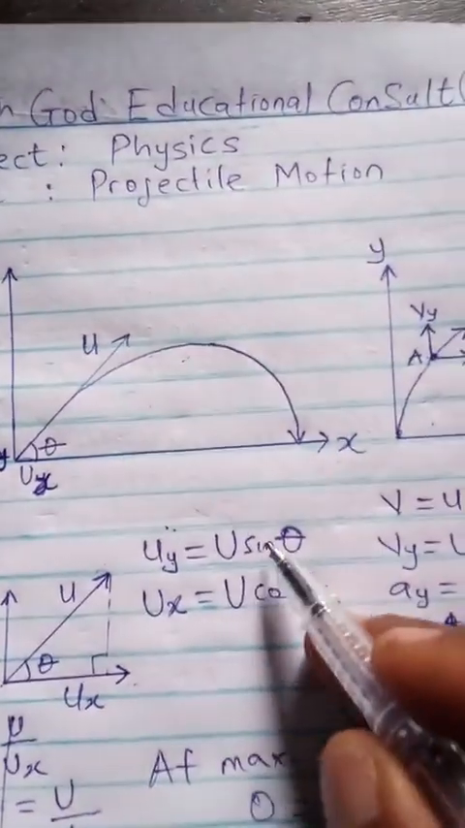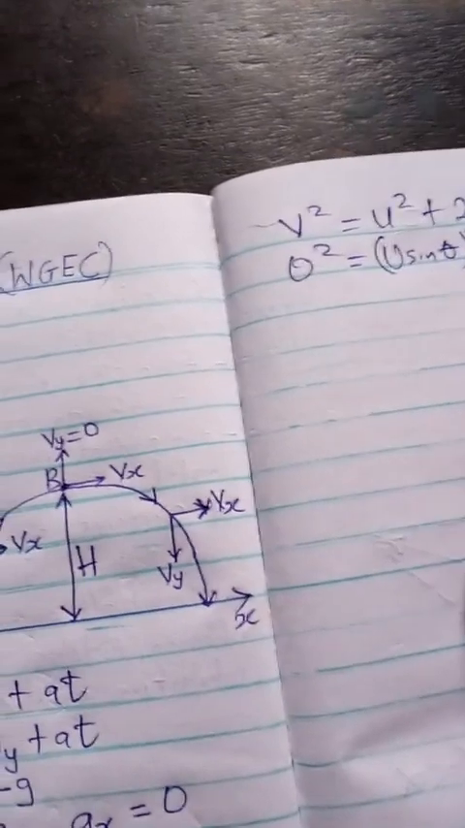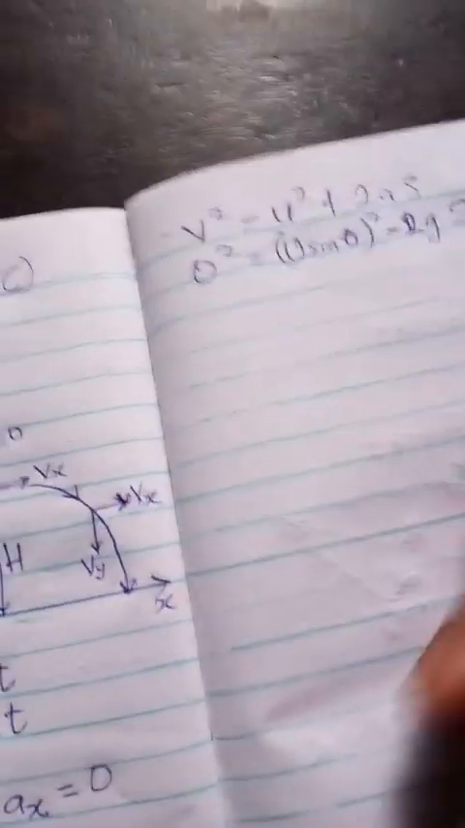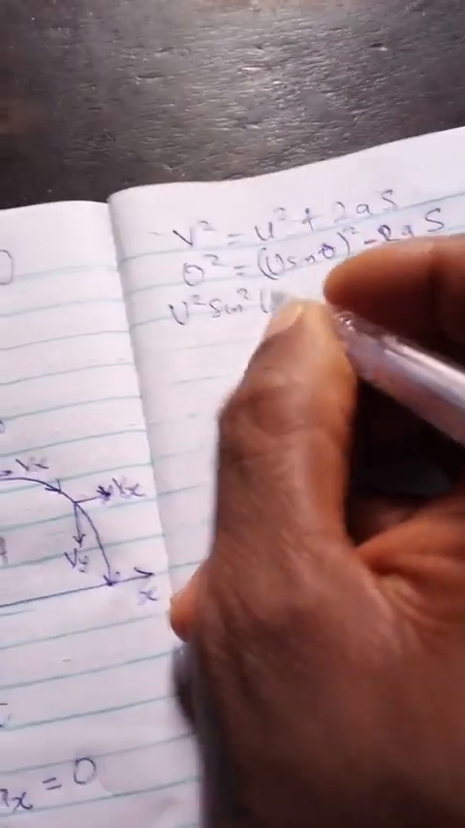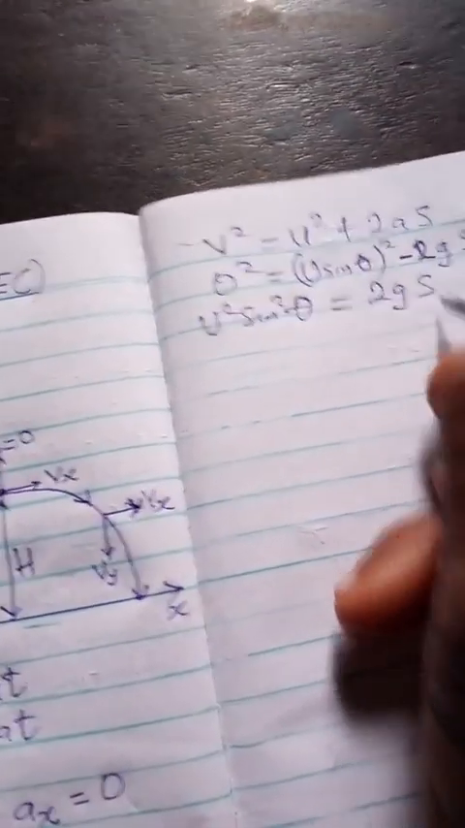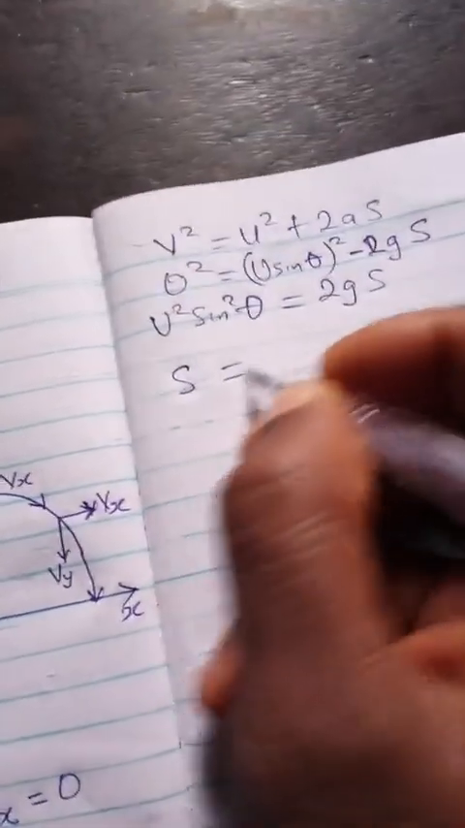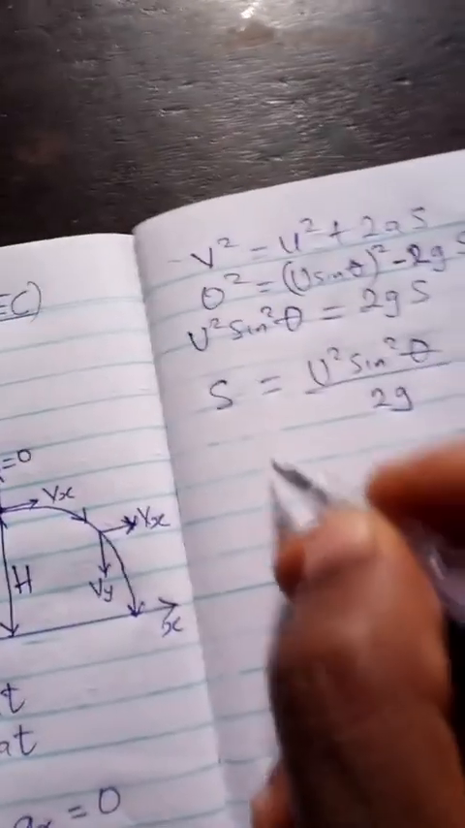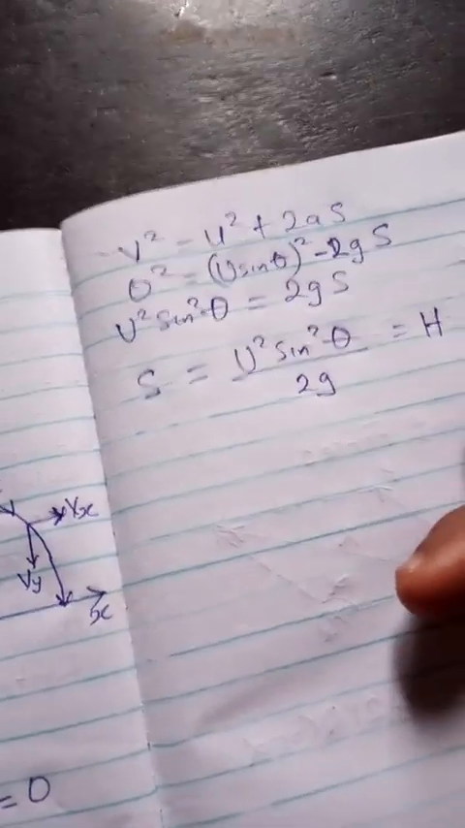our u, which is u sin theta, all square, minus 2gs. So if you look at this now, you can see that, bringing it to the other side, u square sin square theta is equal to 2gs. In that case, our s is equal to u square sin square theta over 2g, where s is equal to h, the maximum height attained.